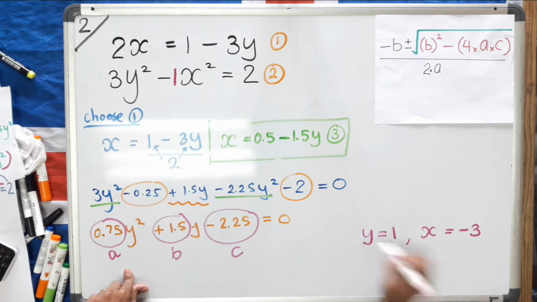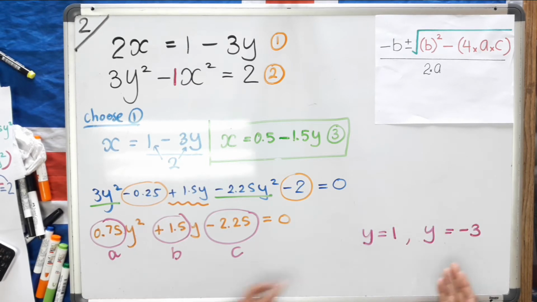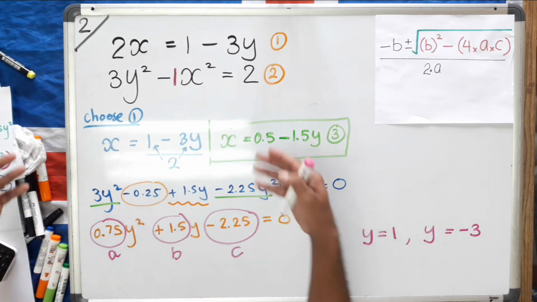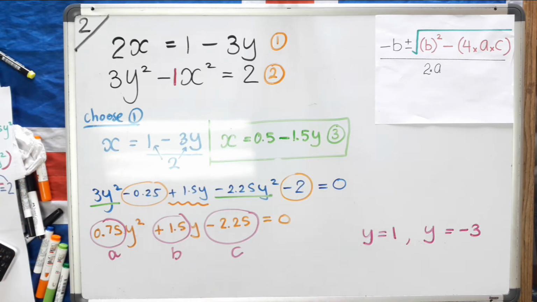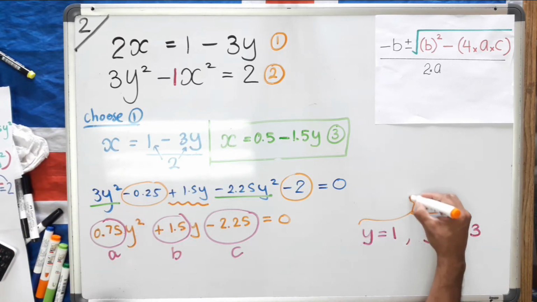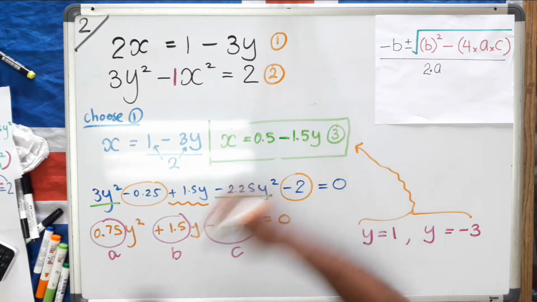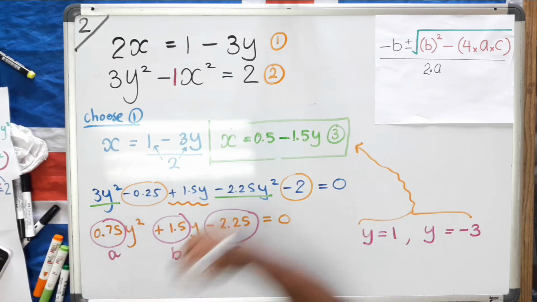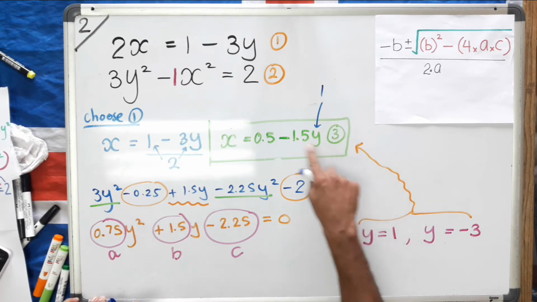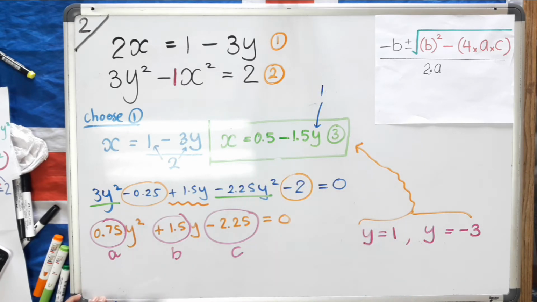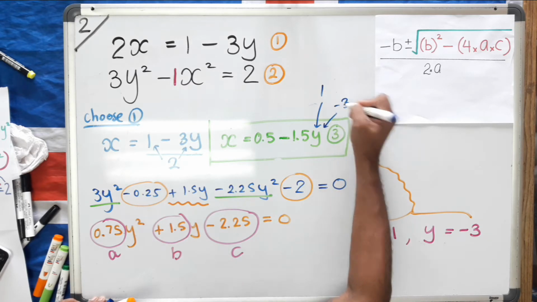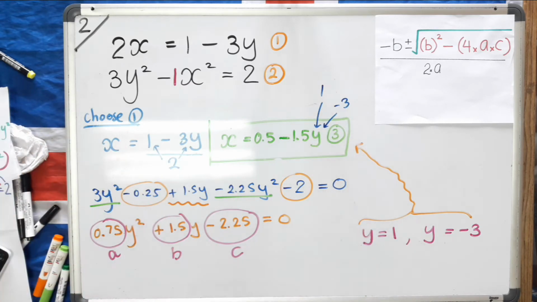So I got 2 answers for y. So if I get 2 answers for y, then I'm supposed to get 2 answers for x. So what we have to do is run back to equation 3, and we have to replace y with 1, and then work this out. That will give us our first answer for x. Then replace y with minus 3 afterwards, and that will give us our second value.